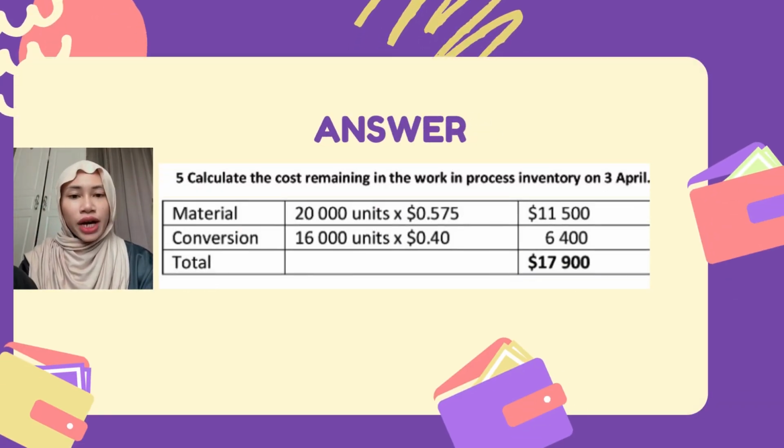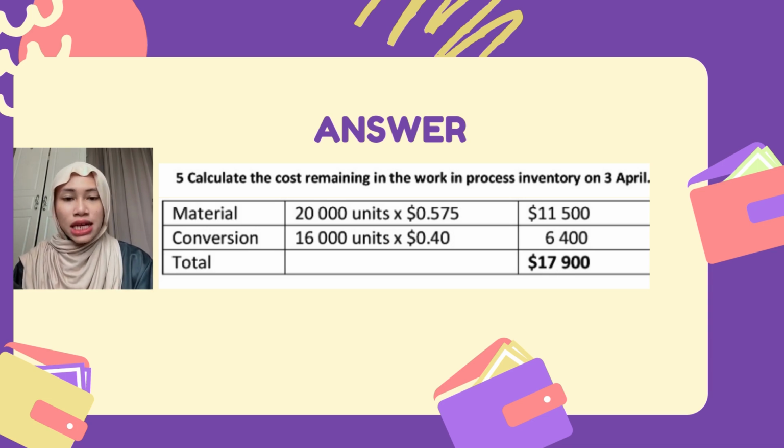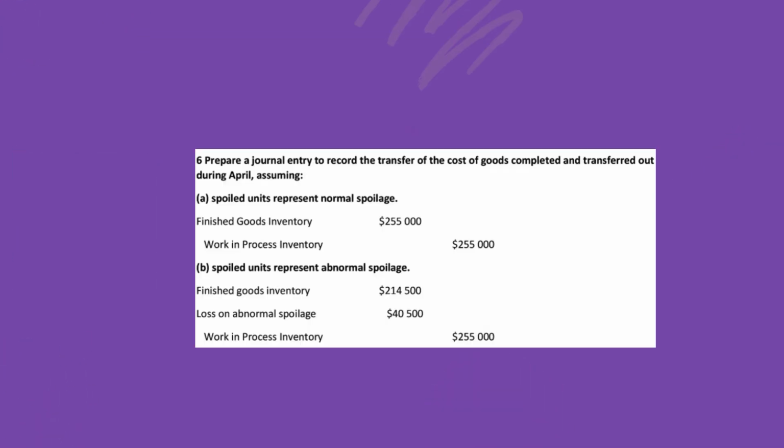Okay, for question number 5, calculate the cost remaining in the work in process inventory. So for the material, the cost remaining is for 20,000 units. We multiply them by the cost per equivalent unit 0.575, we will get 11,500. While for the conversion, 16,000 units, the cost remaining in the work in process, multiplied by 0.40, then we will get 6,400. Then we add them both, we will get 17,900.